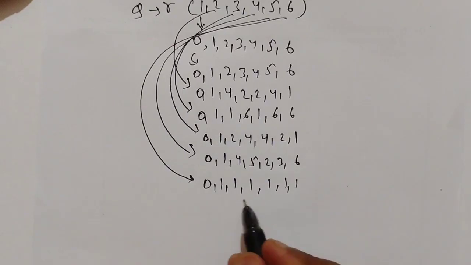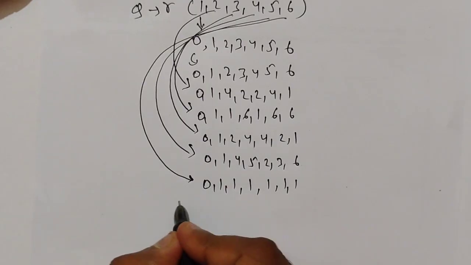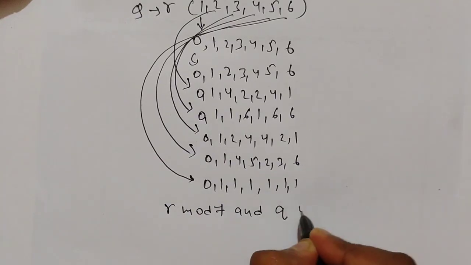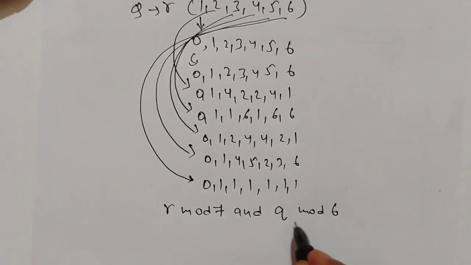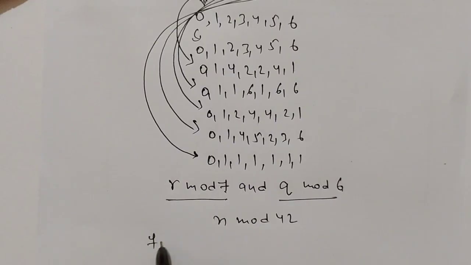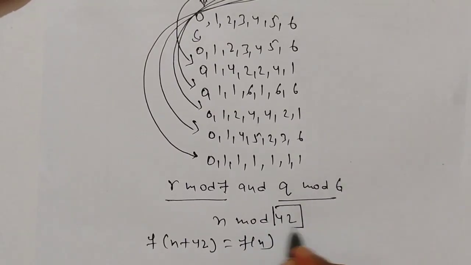Now for all distinct and unique values of r, we have for the remainder, for r mod 7 and also q mod 6, for the following two cases there exists a unique n mod 7 into 6, 42. So here we have function of n plus 42 is equal to function of n, and we have the result as 42.